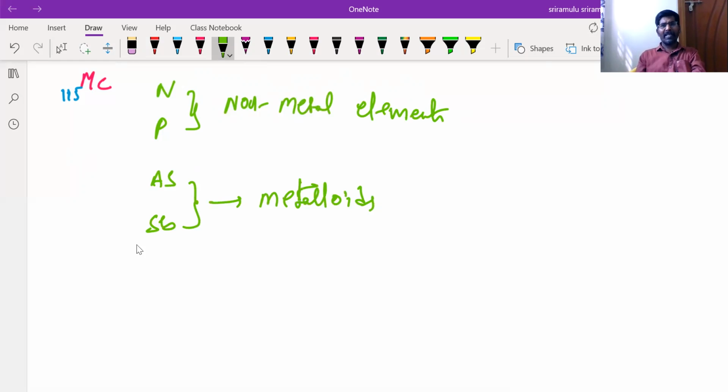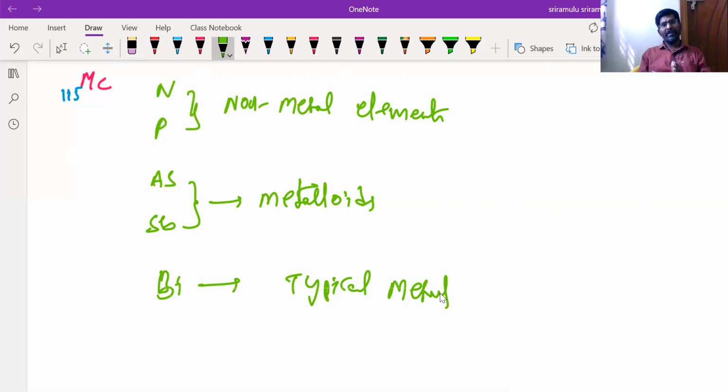What about the last one? According to our printed books, bismuth is the typical metal element. In this case you have to remember one thing: metallic properties gradually increase from top to bottom in a group. Metallic character increases from top to bottom.